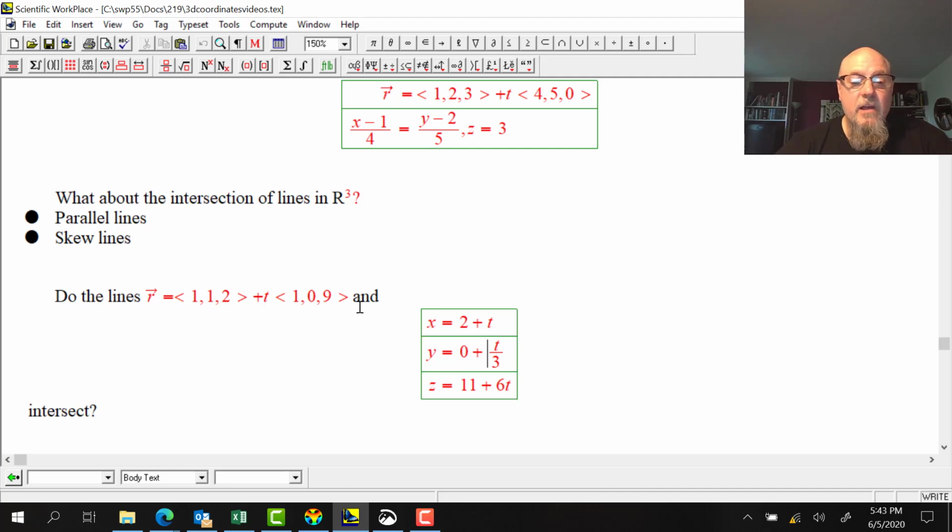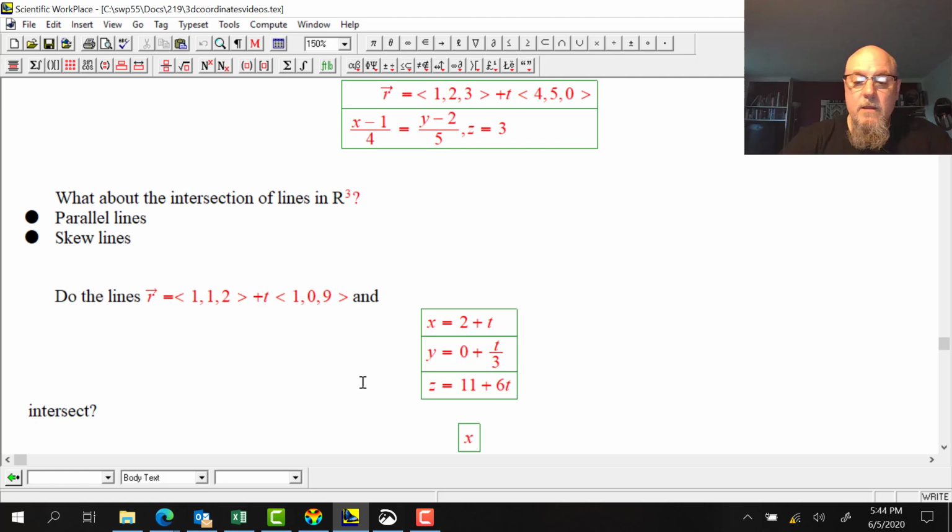So first off, do these lines intersect? The first thing I can see is the direction vector of one and the direction vector of the other are not parallel. The vector 1, 0, 9 is not a multiple of 1, 1/3, 6, so they're not parallel lines. So my choices are they intersect or they're skew lines. Well, if they intersect, then there must be a point that's on both lines, the intersection point. So I'm going to turn this first line into parametric form.